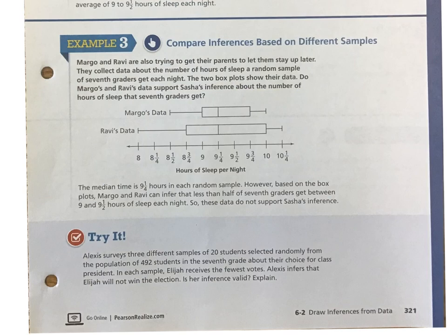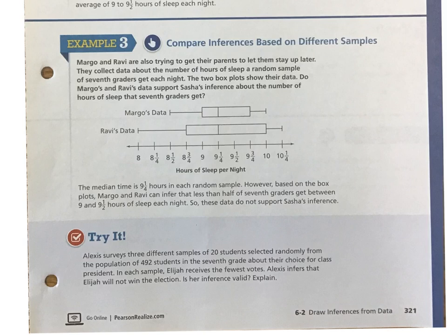Now look at example 3. Compare inferences based on different samples. Margot and Ravi are also trying to get their parents to let them stay up later. They collect data about the number of hours of sleep a random sample of 7th graders get each night. The 2 box plots show their data.